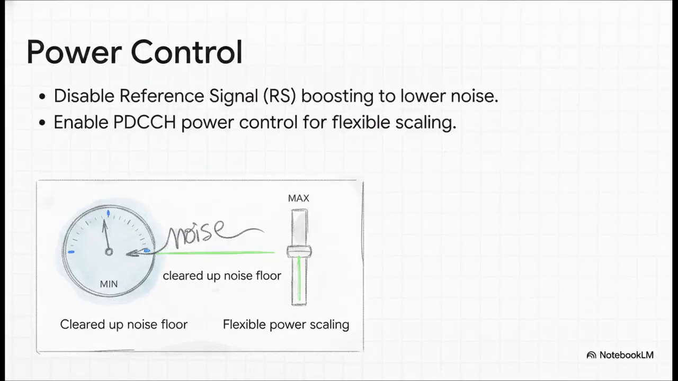Next up is Pillar 2, Power Control. When handling interference, the approach here might actually surprise you. If a cell suffers from high interference, you want to explicitly disable reference signal, or RS, boosting. By turning this off, you essentially mimic a de-boosting effect, which can significantly clear up the noise floor. Additionally, you should enable PDCCH power control. This gives the network far more flexible power scaling without being forced into higher, way less efficient aggregation levels.